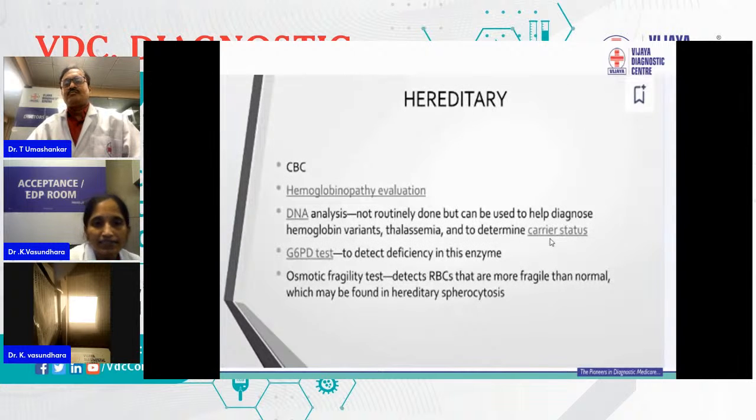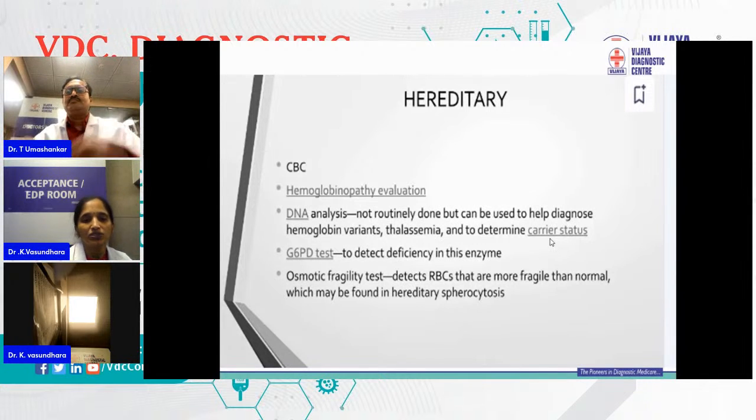Now coming to the other investigations, you can go for hemoglobinopathy evaluation in case of thalassemias, and DNA analysis, which though not routinely done, can be used to diagnose hemoglobin variants like sickle cell variant and thalassemia minor, and to determine the carrier state also. Then a quantitative G6PD assay to detect the deficiency of this enzyme, and the osmotic fragility test used in case of hereditary spherocytosis.